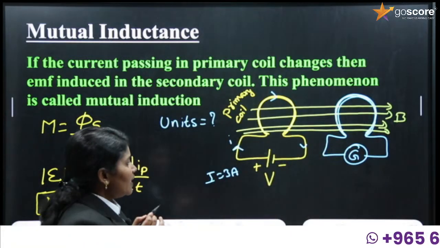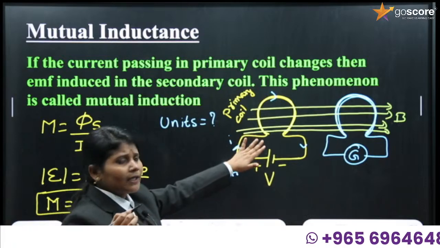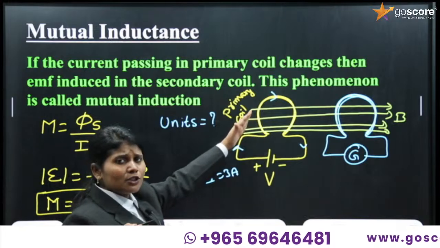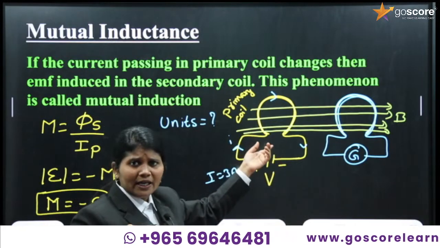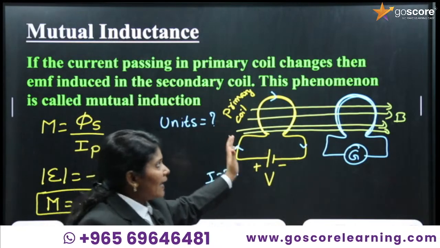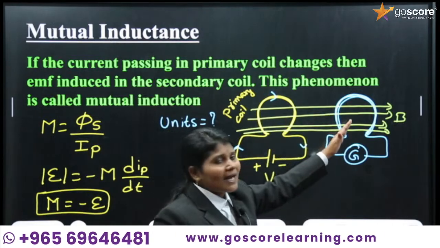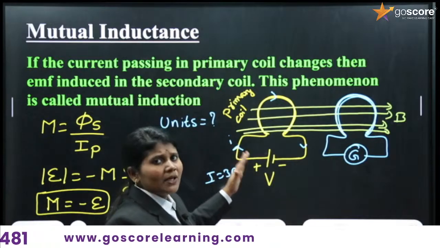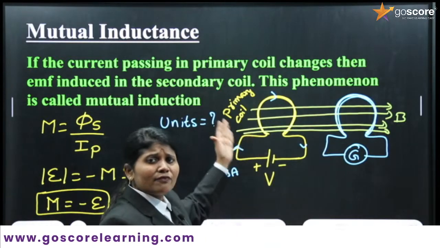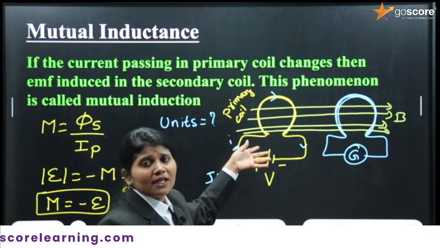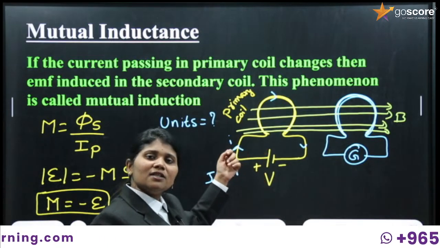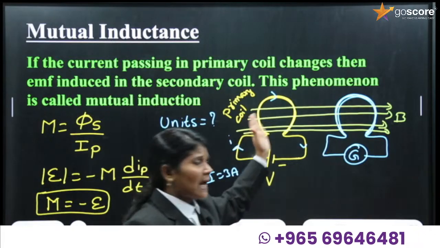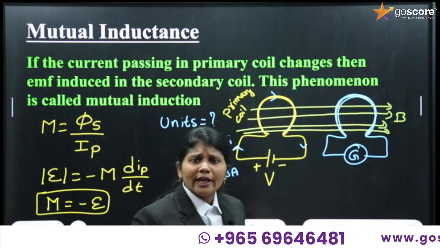So here we are giving the supply to this coil. What is happening? Current is passing through the coil, and a magnetic field is produced. That magnetic field is passing through the other coil. Here, current is increasing gradually. Gradually increasing means flux is also increasing gradually, so a change in flux is happening. That change in flux is happening in the secondary coil also.